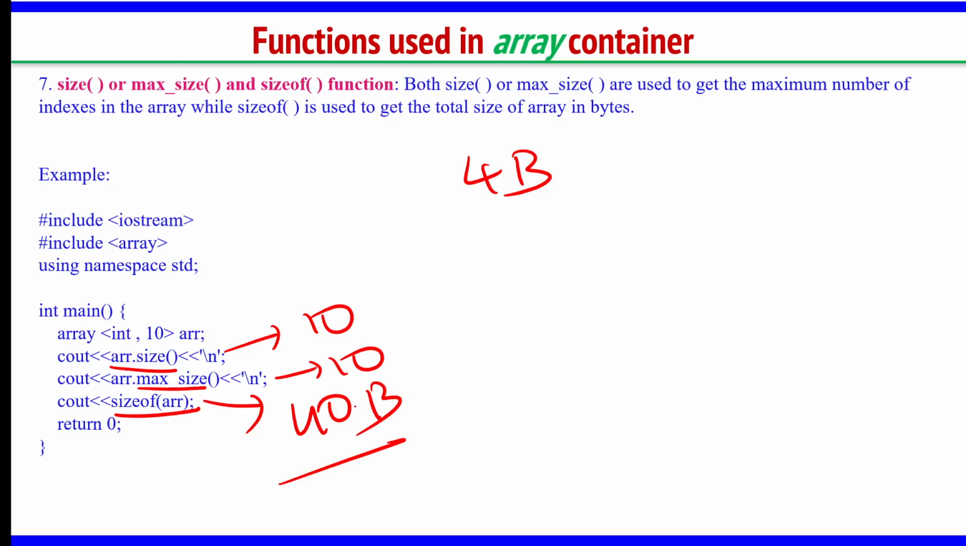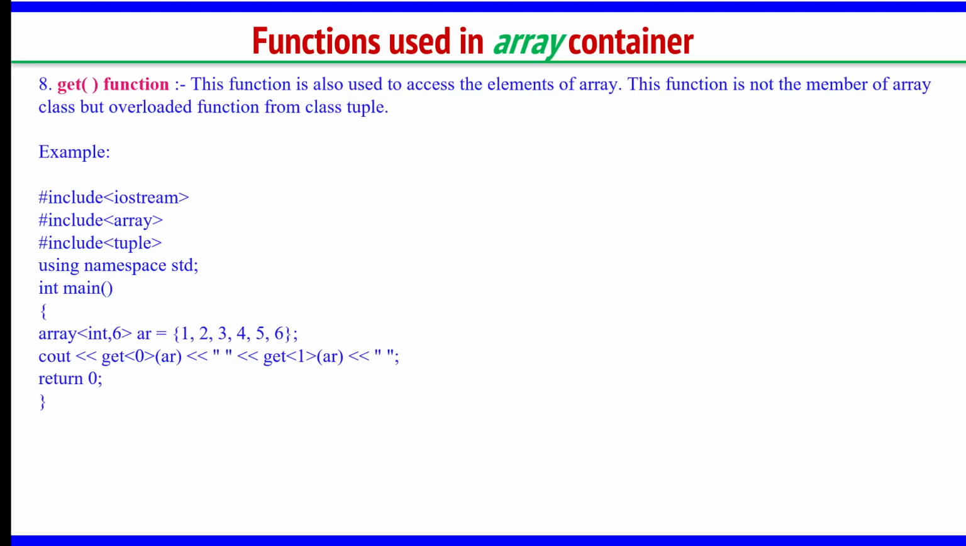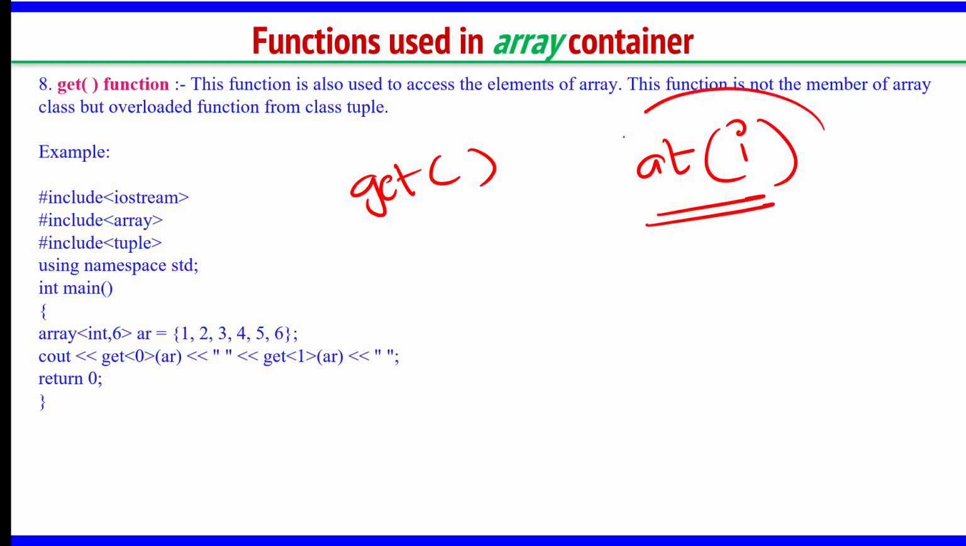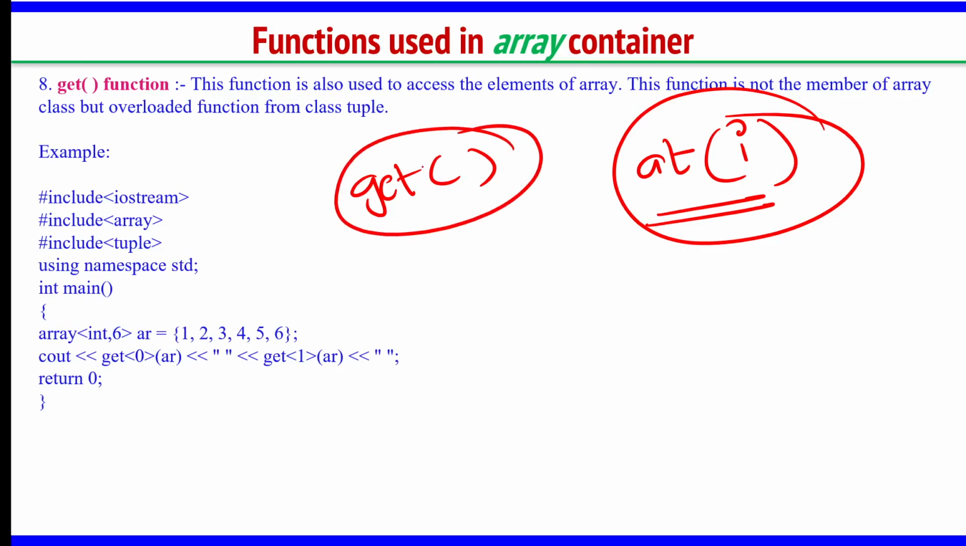Size and size of operators, right. And the last one is the get function. Same like your at function, you can also use the get function. What is the use of the at function? Given an index location, it will tell you what is the element at this location. The get function also does something similar, but it is not directly applicable on array. It is overloaded on the tuple class. There is something called tuple also in C++, one of the containers. This tuple class has this get function, so we can even use it for arrays like this.